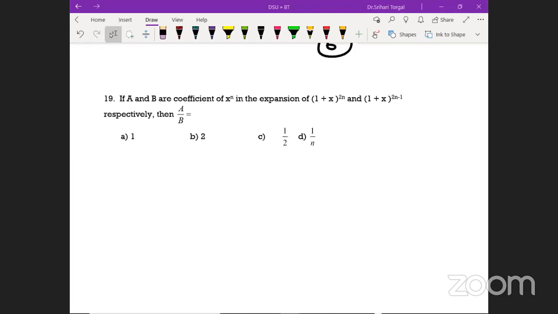Okay. If A and B are coefficients of x power n, then what is the answer for question number 19? Tell me, what is that A by B? A is the coefficient of x power n. B is the coefficient of x power n in (1 plus x) whole power 2n minus 1.